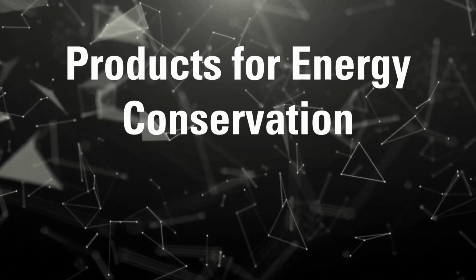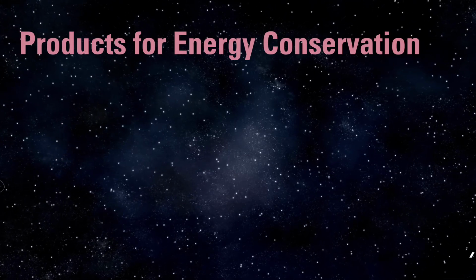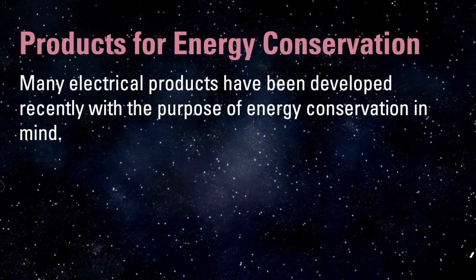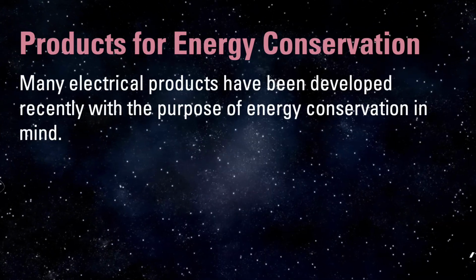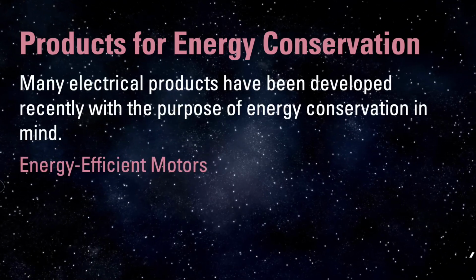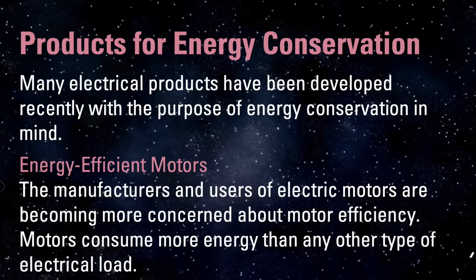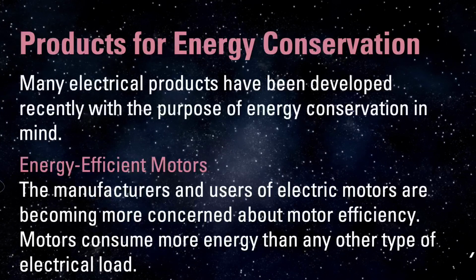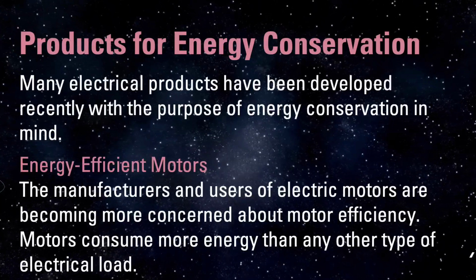What are some of the products for energy conservation? Let's talk about some of them. Products for energy conservation. Many electrical products have been developed recently with the purpose of energy conservation in mind. One of these products is the energy-efficient motor. The manufacturers and users of electric motors are becoming more concerned about motor efficiency. Motors consume more energy than any other type of electrical load.